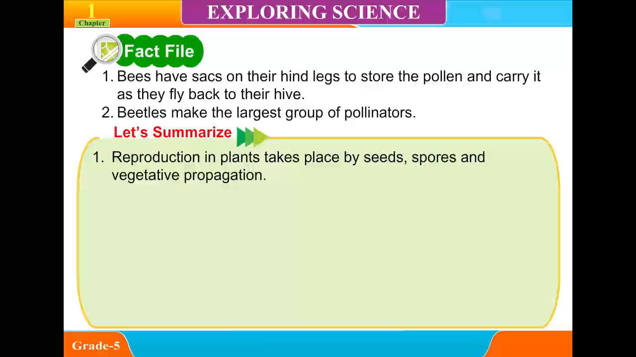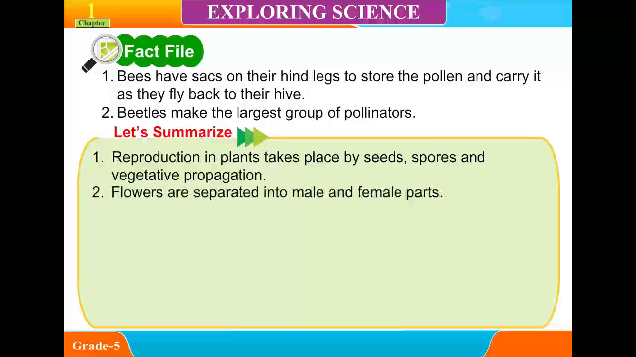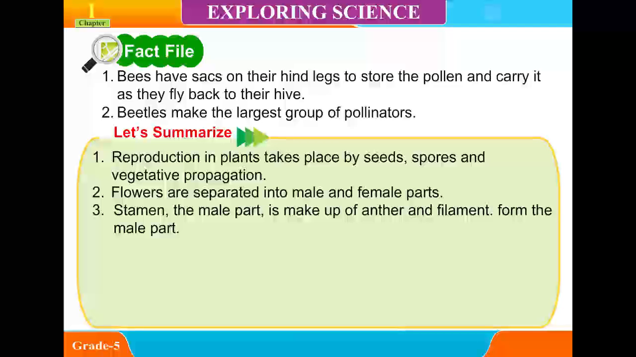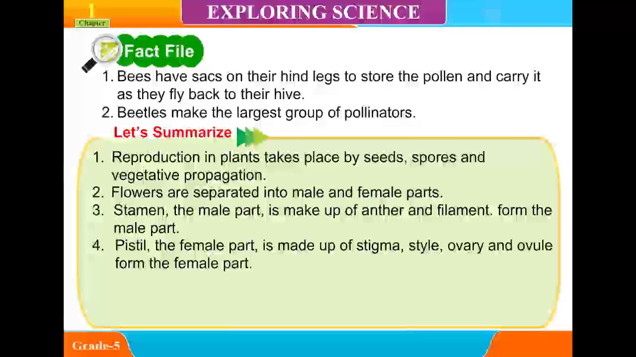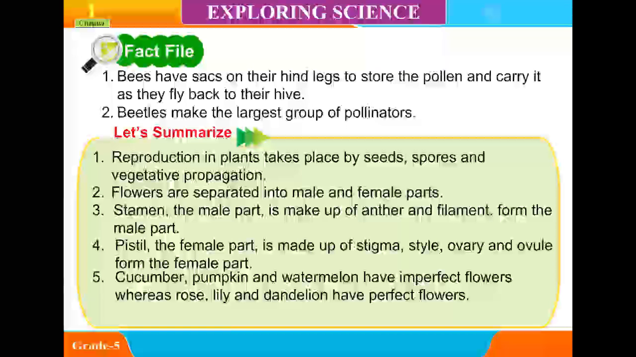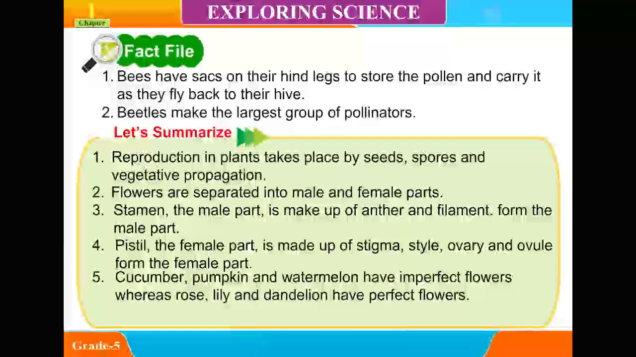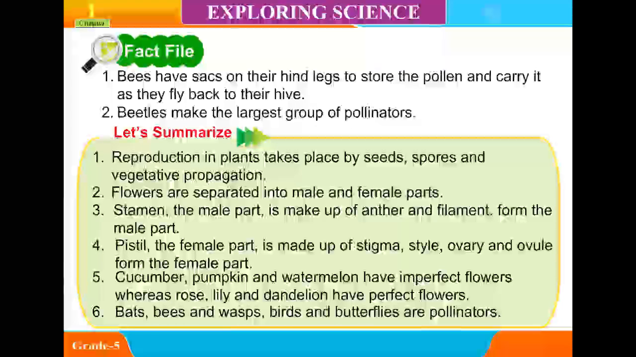Let's summarize. 1. Reproduction in plants takes place by seeds, spores, and vegetative propagation. 2. Flowers are separated into male and female parts. 3. Stamen, the male part, is made up of anther and filament. 4. Pistil, the female part, is made up of stigma, style, ovary, and ovules. 5. Cucumber, pumpkin, and watermelon have imperfect flowers, whereas rose, lily, and dandelion have perfect flowers. 6. Bats, bees, wasps, birds, and butterflies are pollinators.